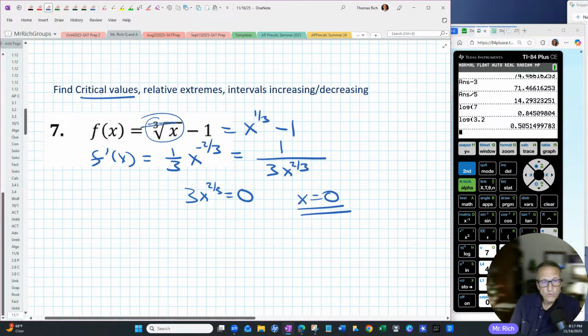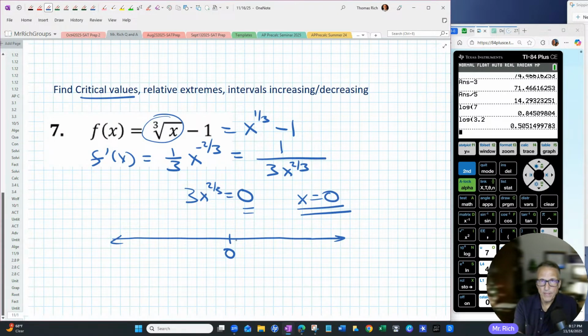And it is in the domain, right? The cube root of x, 0, is in the domain because we can take the cube root of 0. It's 0. So this is a critical value for this particular function. So we will do what we would call a critical value number line analysis. We will plot the critical value that we found, 0. If I had found multiple critical values, I would be plotting all of them on this x-axis.